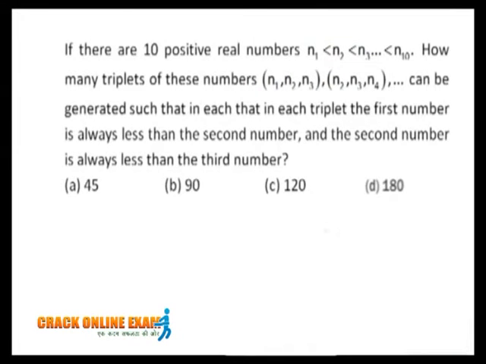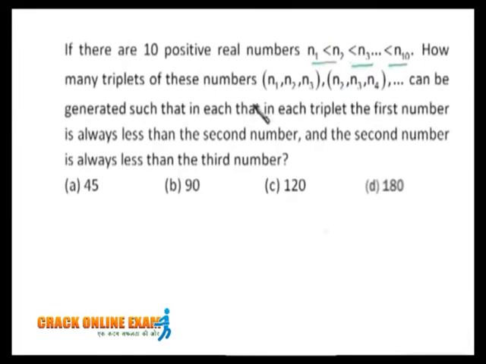Now friends, let's see this question. This is from CAT 2002. If there are 10 positive real numbers n1 < n2 < n3 < ... till n10, that means there are 10 numbers and they are written in ascending order over here.